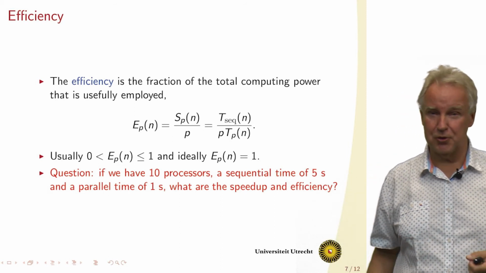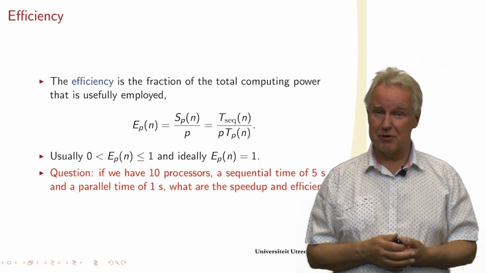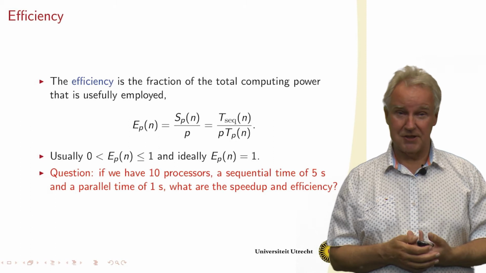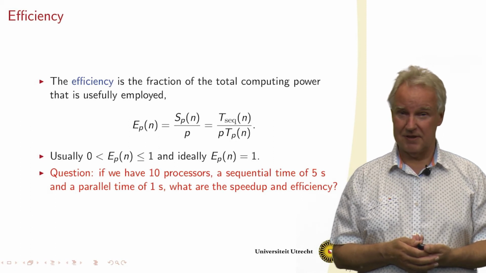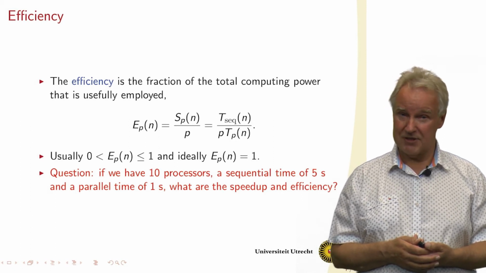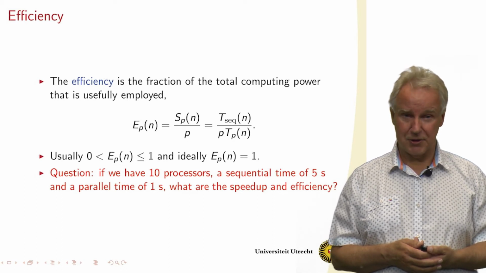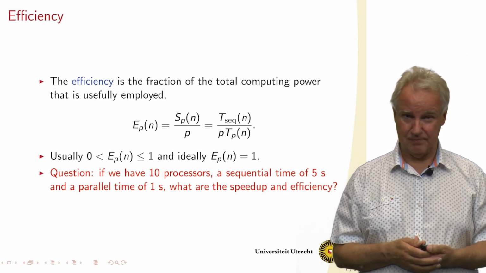So a question to you. If we have 10 processors, and the sequential time is 5 seconds, the parallel time is 1 second, what are the speedup and efficiency?